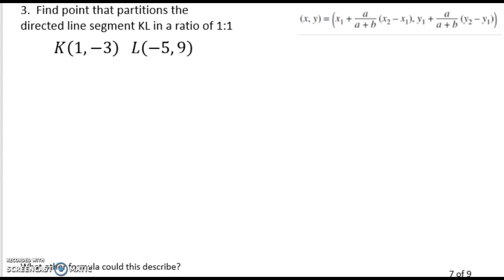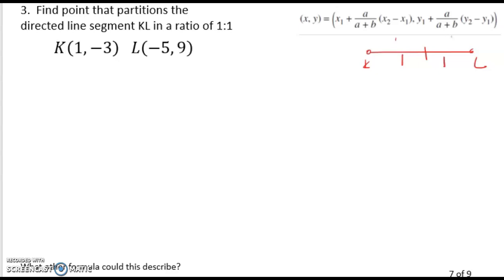Okay, for this last one that I'm going to go over, it's a very special case, so that's why I wanted to pay close attention to it. But let's again review that formula, review what we're trying to accomplish. So in this case, we've got two points, K and L, and I want to split it in a 1-to-1 ratio, which if it's a 1-to-1 ratio, that means we're split right down the middle. That should mean something to you, right down the middle.